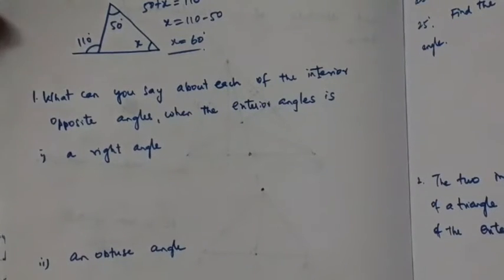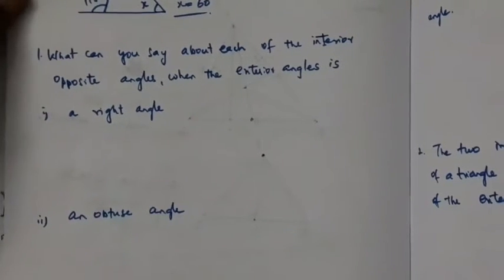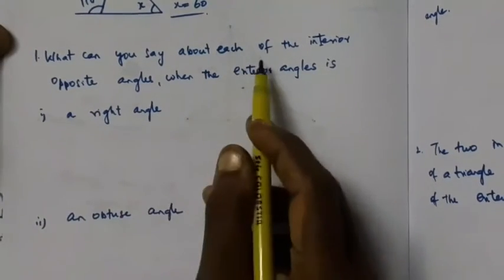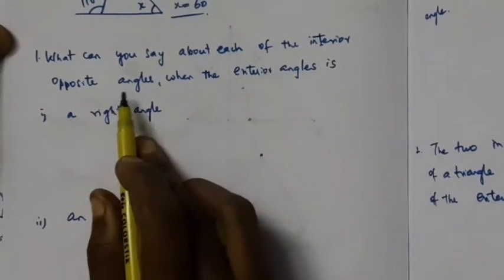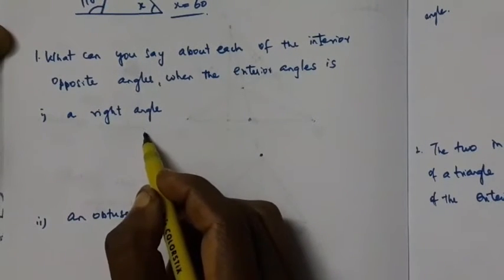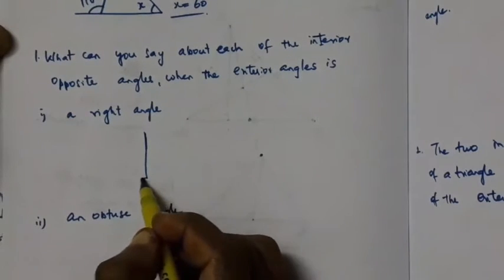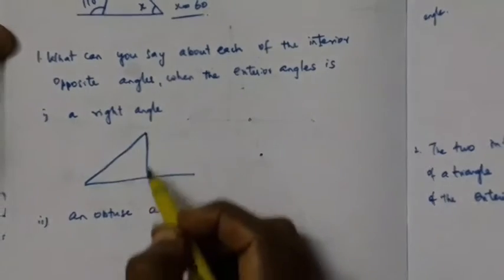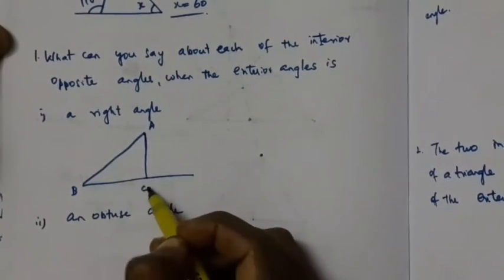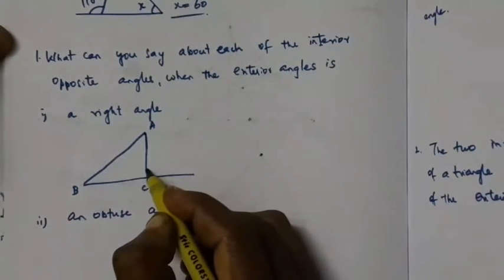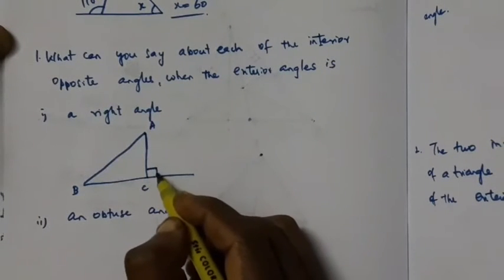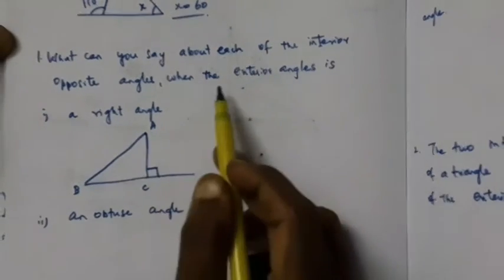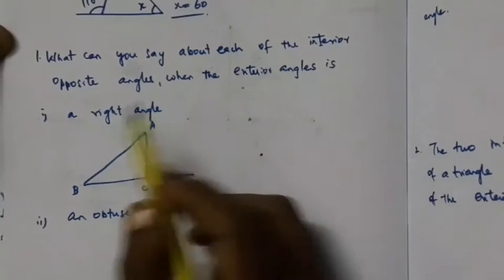What can you say about each of the interior opposite angles when the exterior angle is a right angle? You see here the exterior angle is a right angle and they are asking what can you say about each of its interior opposite angles. Suppose I will draw a triangle, so this is a triangle A, B, C, and this is the exterior angle. This exterior angle is a right angle.